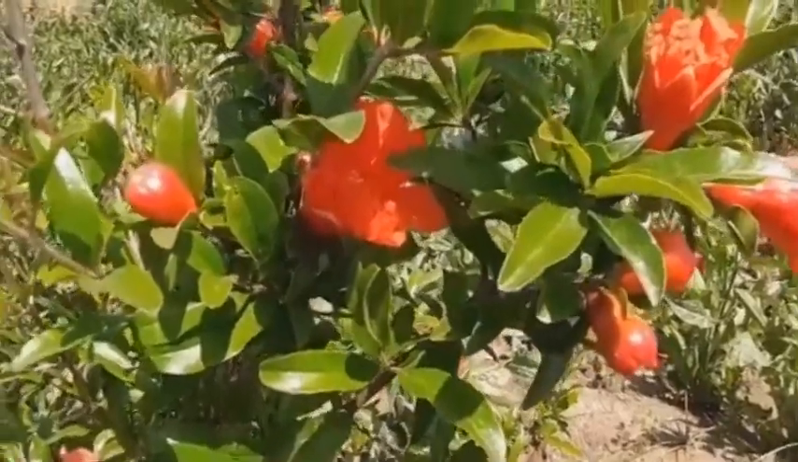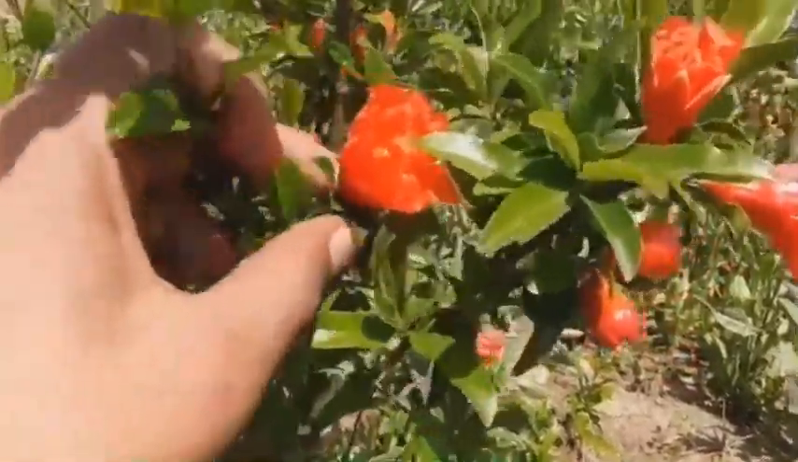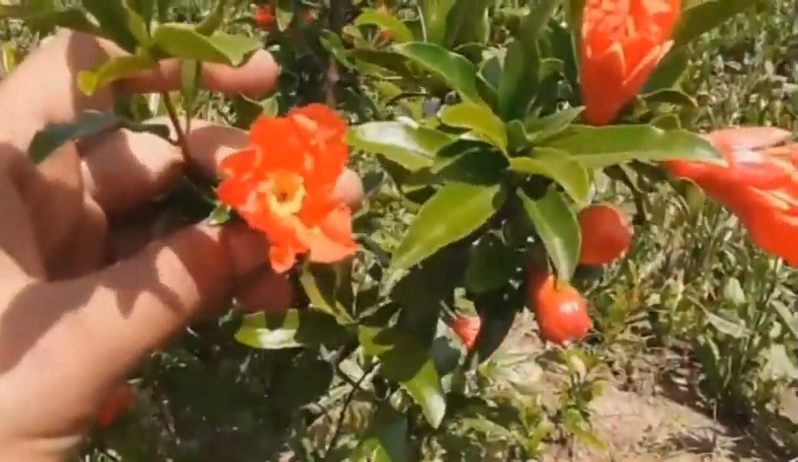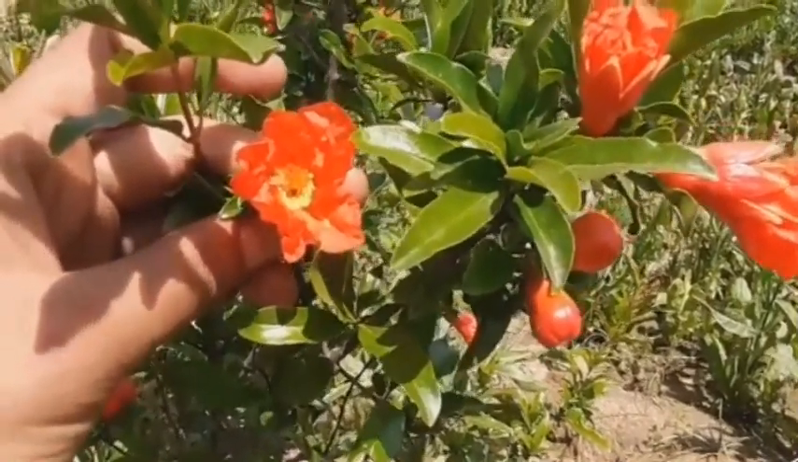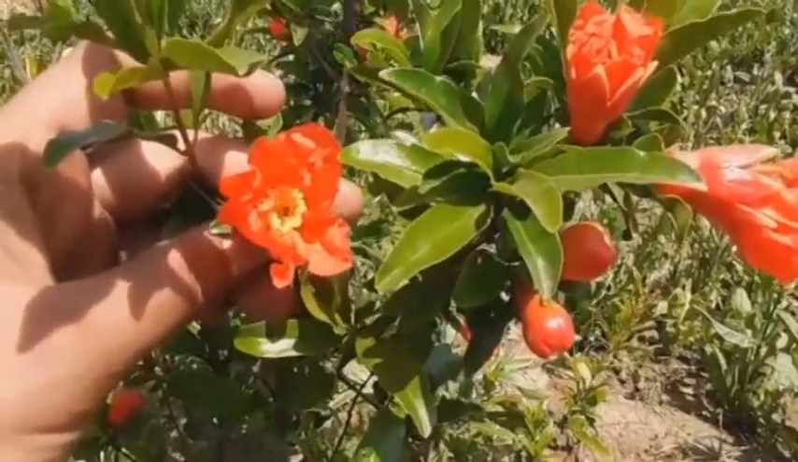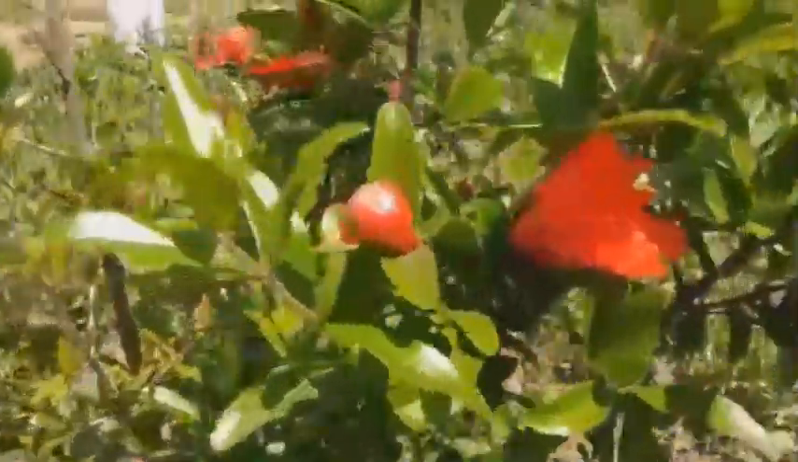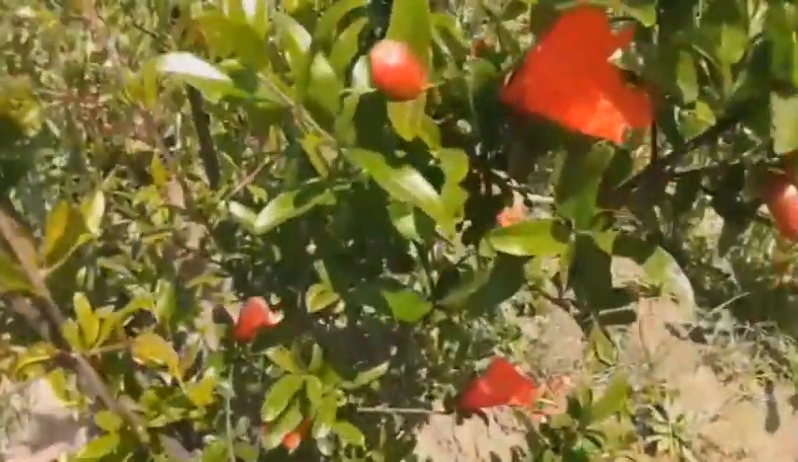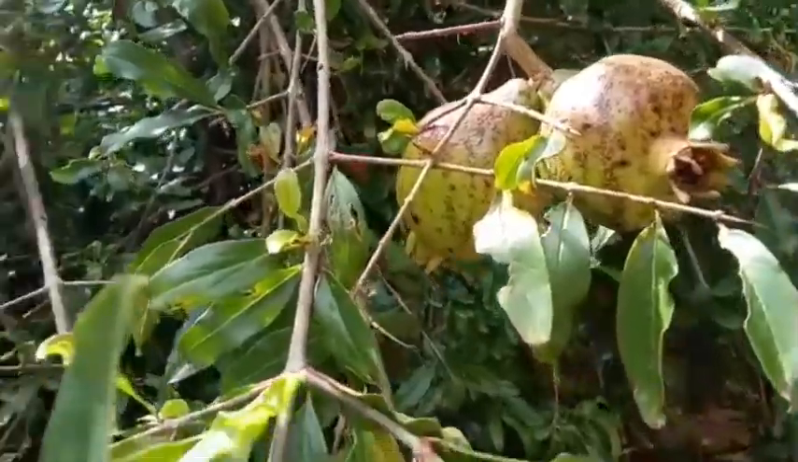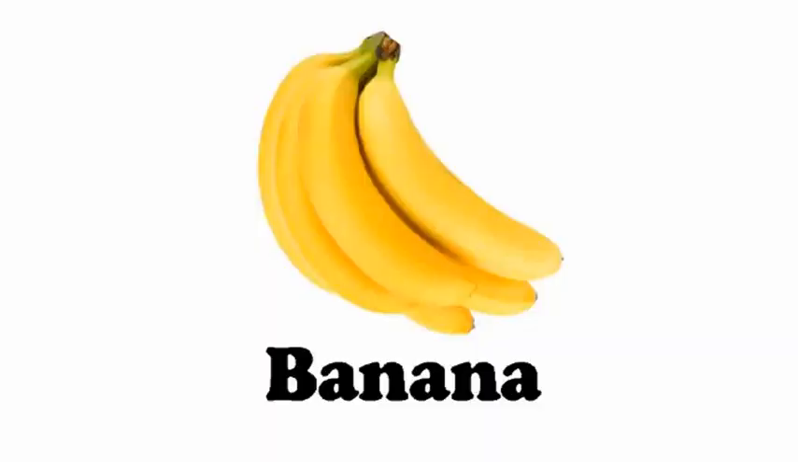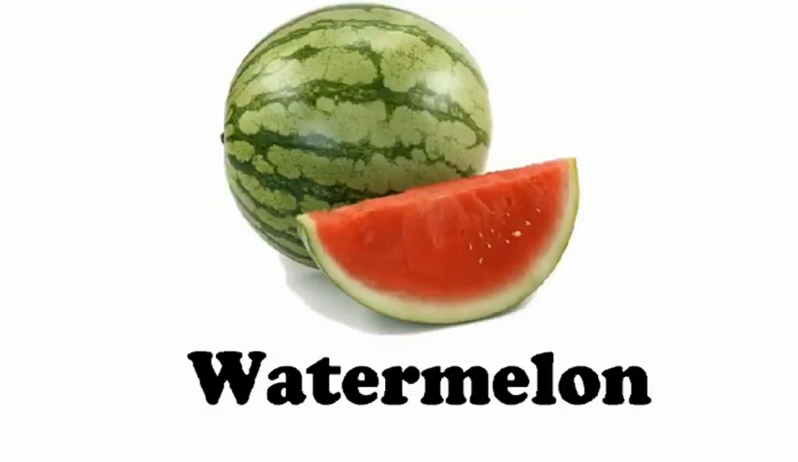Let's talk about the functions of the bud. This bud of a pomegranate plant turns into a tasty, fleshy fruit. Can you see the pomegranate which has developed from the bud? See this. Here is a fruit. And most of us like fruits.